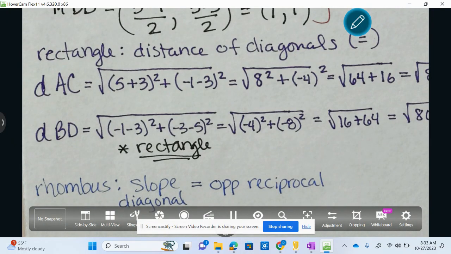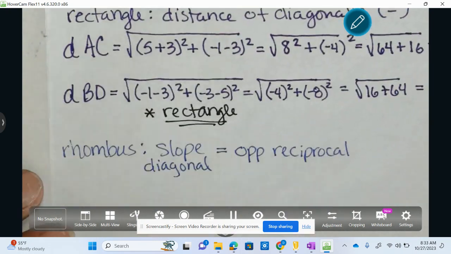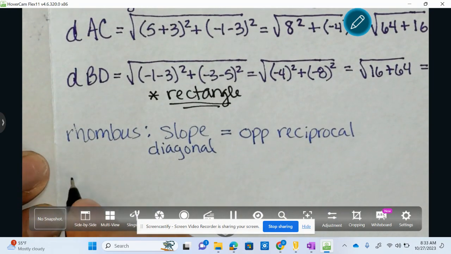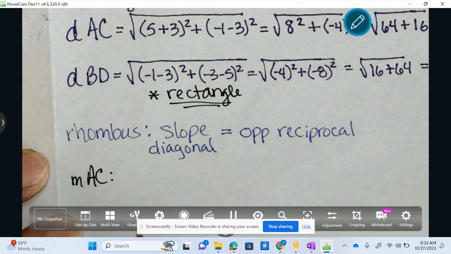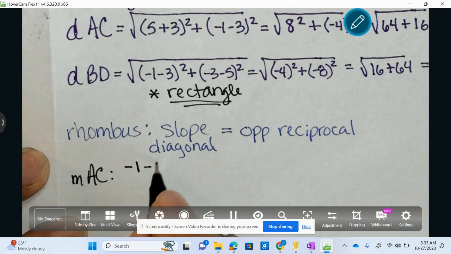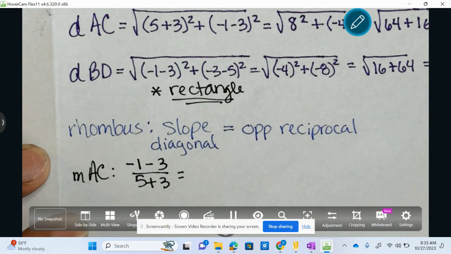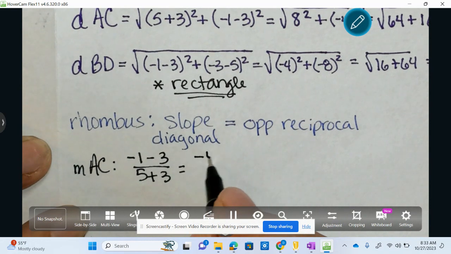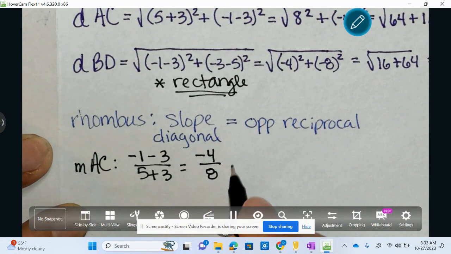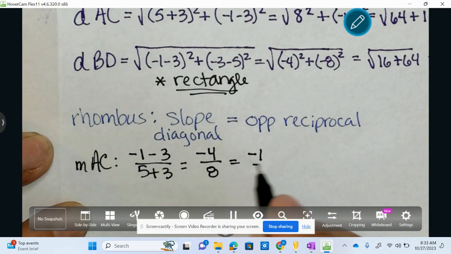So slope formula, let's see. The slope of AC, well, that's y2 minus y1. So negative 1 minus 3 over 5 plus 3. Well, negative 1 minus 3 gives me negative 4, and 5 plus 3 is 8. That reduces to negative 1/2.